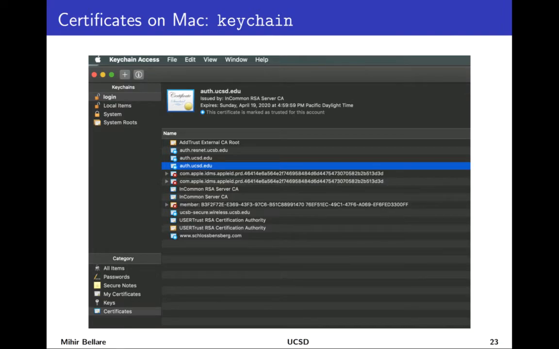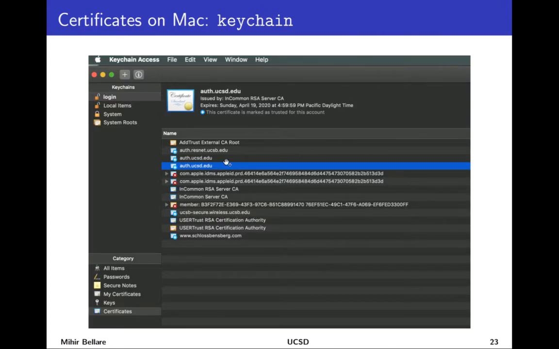So it's fun to look this up. If you're on a Mac machine, you can open up Keychain. And if you open up Keychain, you can click on various things and you will see certs. So here, for example, on my machine is a cert issued by InCommon RSA Server CA to auth.ucsd.edu. What is it? It's a certificate I got when I was visiting Santa Barbara to use some internet at the university there. You can see that here, UCSB Secure Wireless.